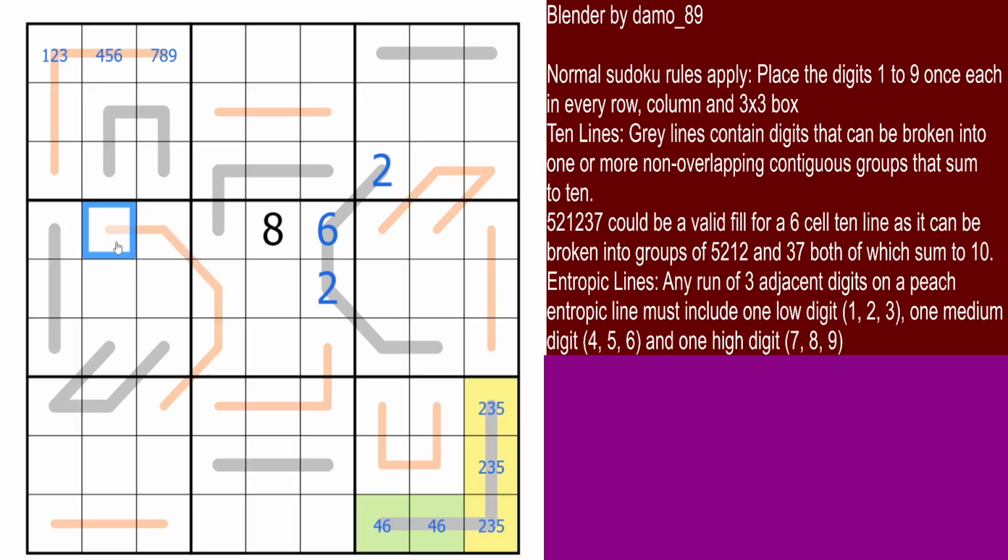So if this is from 1 to 3, and this is from 4, 5, 6, then this must be from the high digits. You cannot have anything between 1 to 6 here. This must be 7, 8, 9. And if this is from 7, 8, 9, then this must be from the middle digits, because you have both low and high here. So this must be something like 5. That's how this pitch line works. So those are the rules.